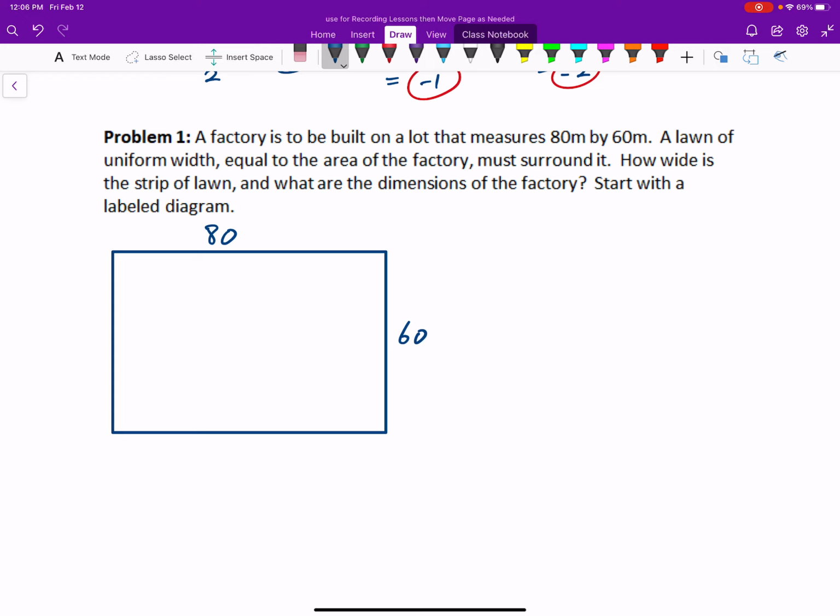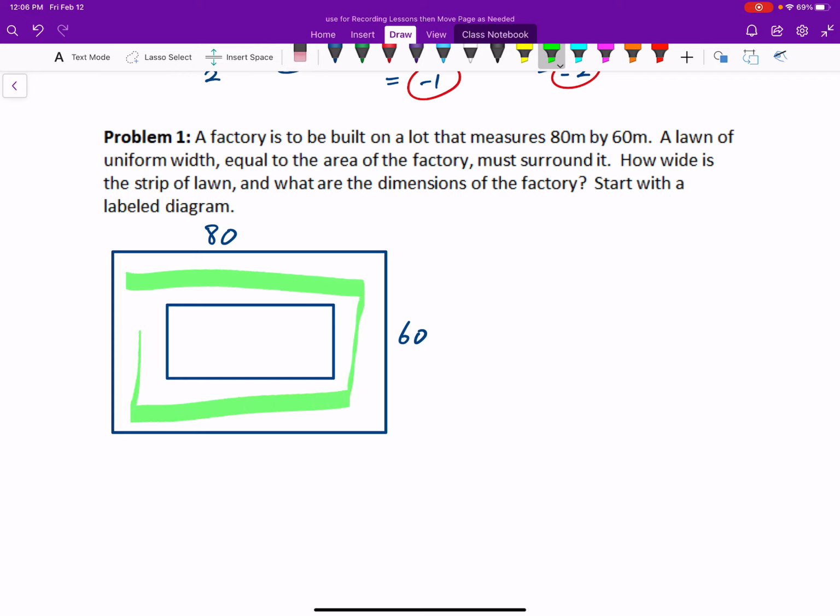There's going to be a factory built in the middle of it, and it's going to have a uniform strip of lawn around it. So I'm going to try to make this look fairly uniform. So the lawn is going to be all out here. I didn't color the whole thing, and it's going to be out in that area there. So the factory is going to be in the middle. So if the lawn is uniform, that means that I don't know what the width is.